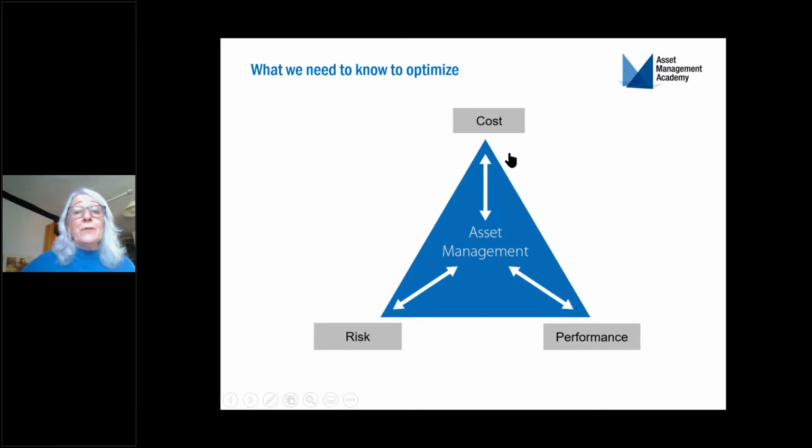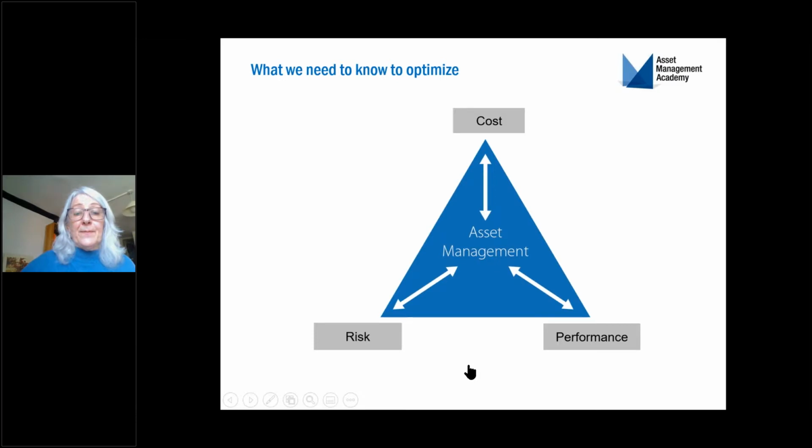And if we've got to optimize cost, risk, and performance, it means that first and foremost, we've got to understand what things cost, not just upfront, but through their life cycles. Risk, which partly is underpinned by having good failure history. If we know how often things have failed in the past, we can predict how much they're going to fail in future. Absolutely essential for understanding risk.